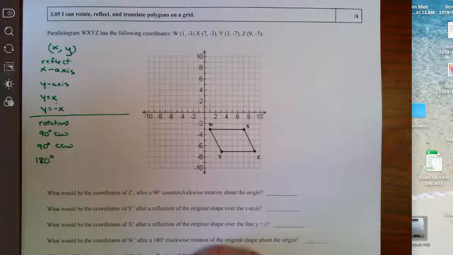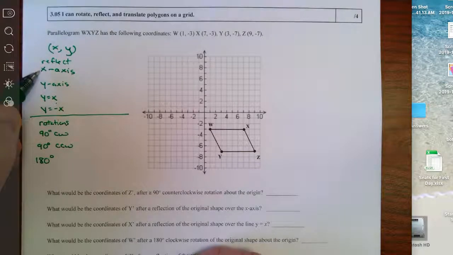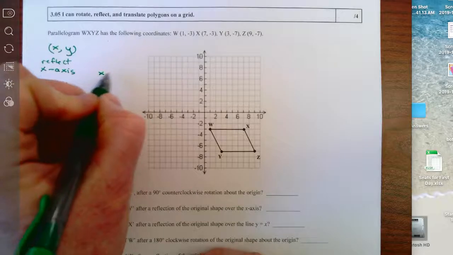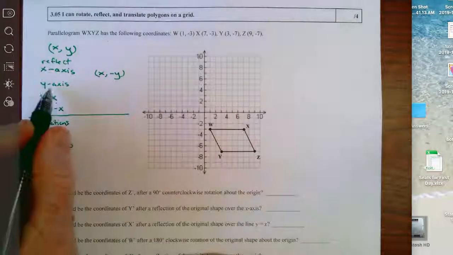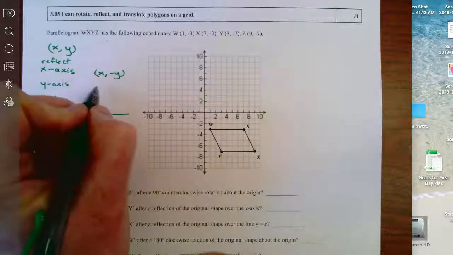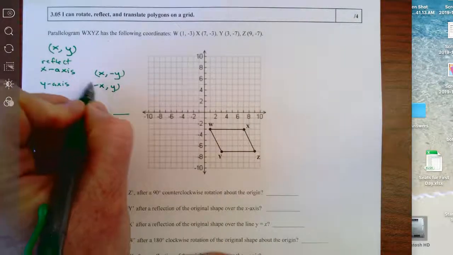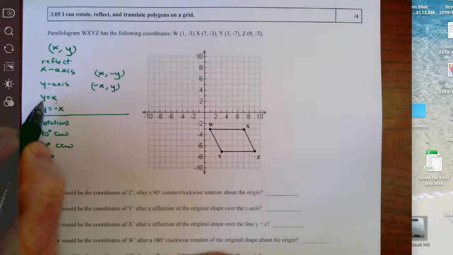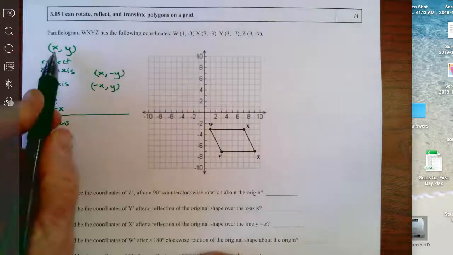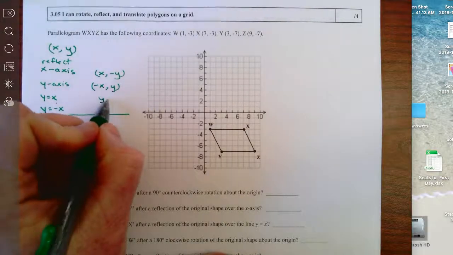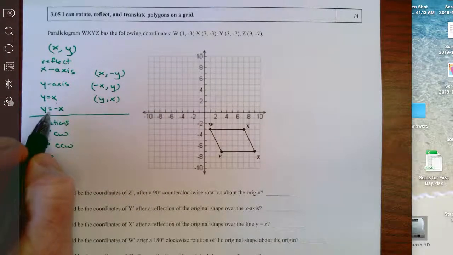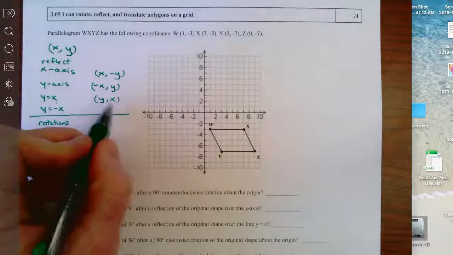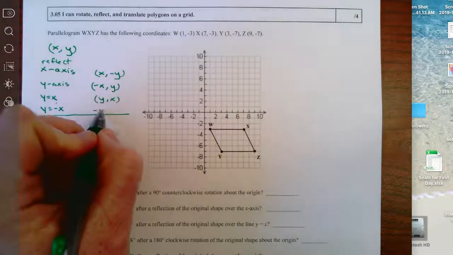Okay, so if something reflects over the x-axis, the only thing that changes is the sign of the y. So we'll have x and the opposite of y. If it reflects over the y-axis, we have negative x, y. If we reflect over the line y equals x, then x and y switch places. If we reflect over the line y equals negative x, not only do they switch places, but they also switch signs.